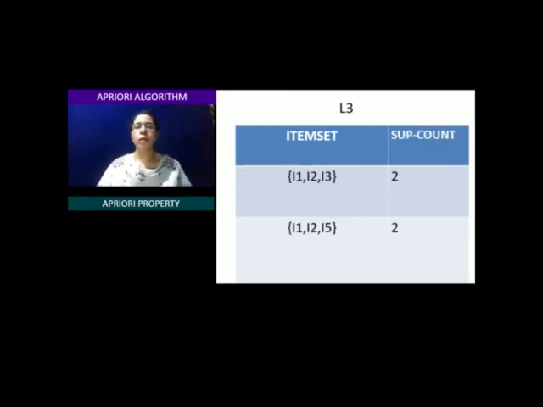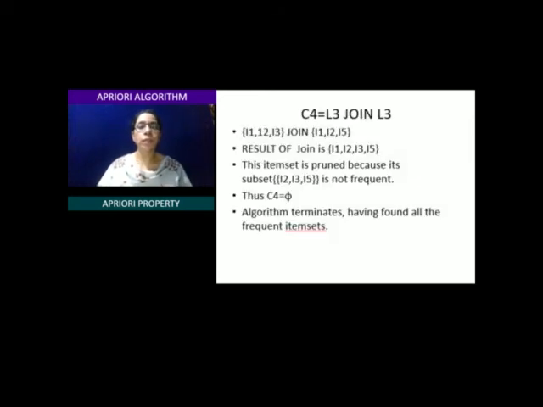Now coming to C4, the candidate 4 item set. This is L3 join L3. We apply the join operation on L3 to find the candidate 4 item set. The items in L3 are I1, I2, I3 and I1, I2, I5. To obtain C4, the first two items should be common. We have such items here: I1, I2 and I1, I2. So we can combine them to form the 4 item set, that is I1, I2, I3, I5.